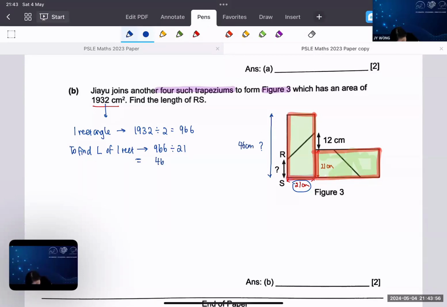Now, I need to find RS, which means that I need to find the long side of the trapezium, or I can simply find this part. This is also RS. So I just take 46 minus away 21, minus away 12, I get 13. That's it. This is 13 cm.